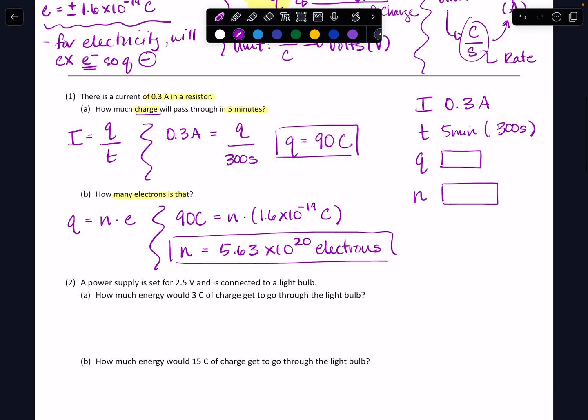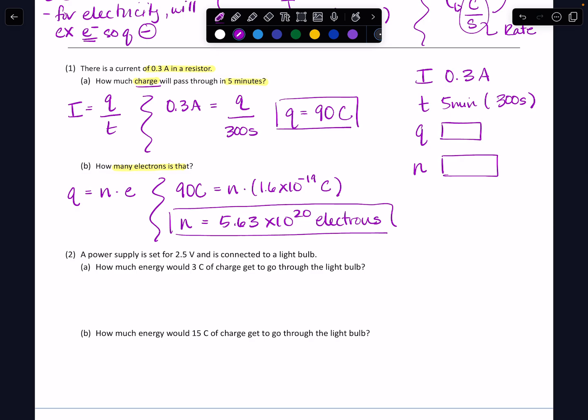Let's try the next one. A power supply is set to 2 volts and is connected to a light bulb.